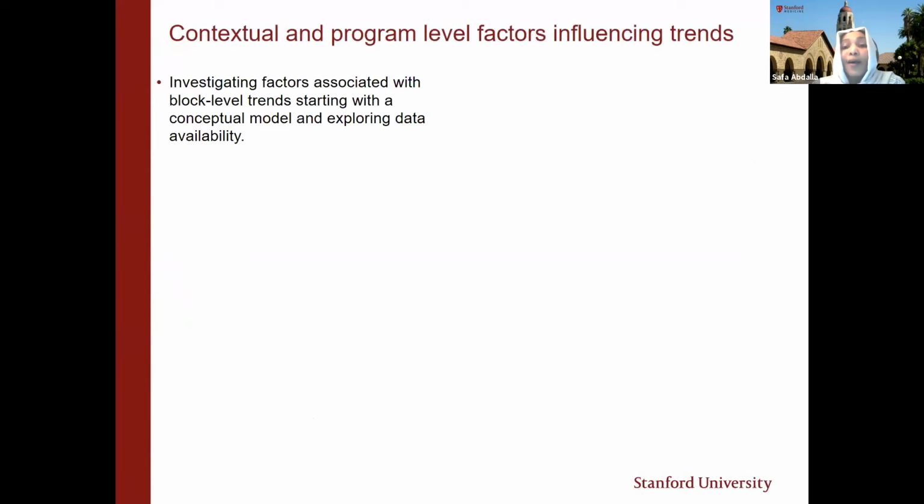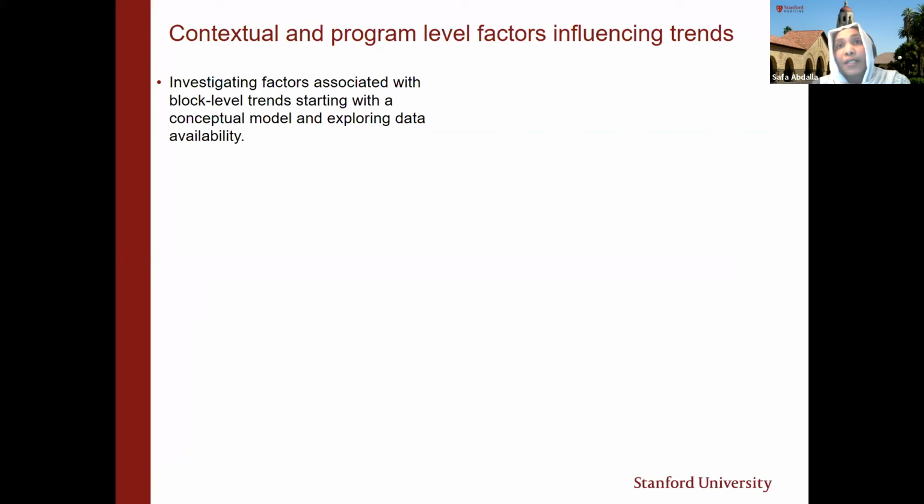So we proceeded with investigating factors associated with block level trends, or the direction of change specifically, starting with a really wide, complex conceptual model for all that we could hypothesize could be happening, a lot of contextual factors, such as geographical factors, as well as program-related factors that could be interacting with each other and or independently driving the outcome, driving the change over time, so acting as facilitators or barriers.